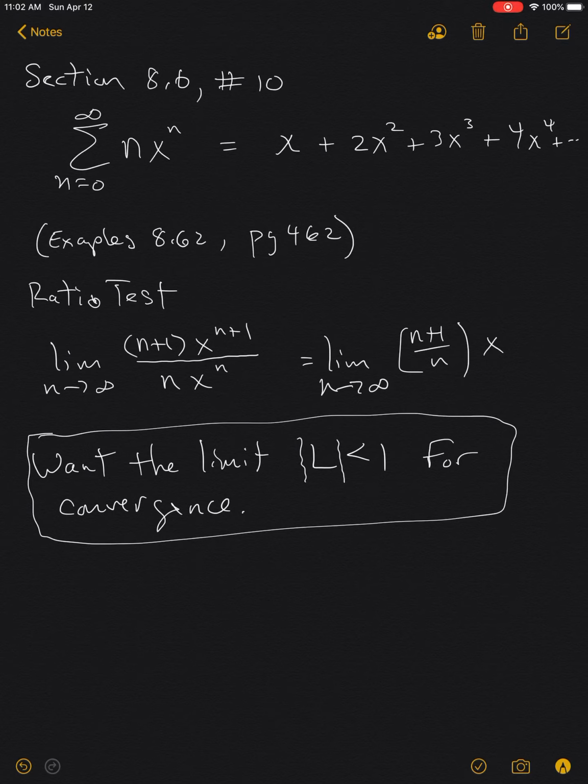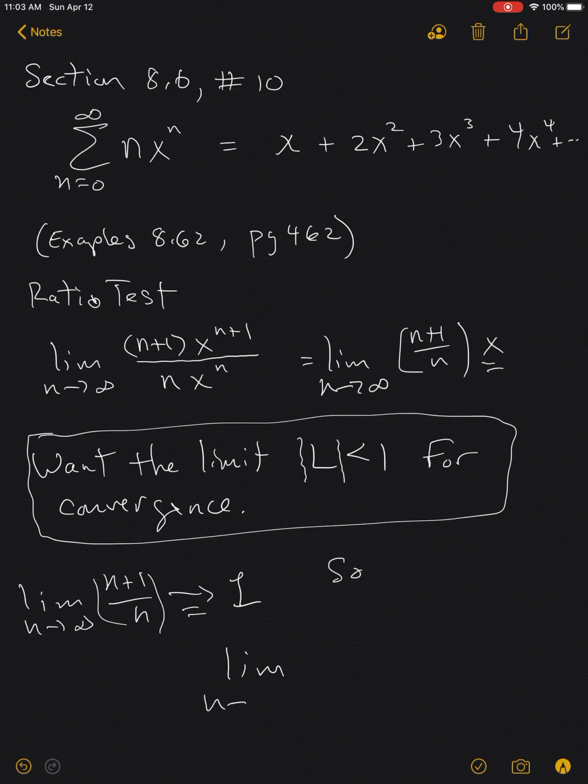In our case, the limit as n goes to infinity doesn't affect this x value. We just look at the part in the parentheses. Notice that n plus 1 over n goes to 1. Yes, we could actually say equals 1 in that case. So our limit is just equal to the absolute value of x.